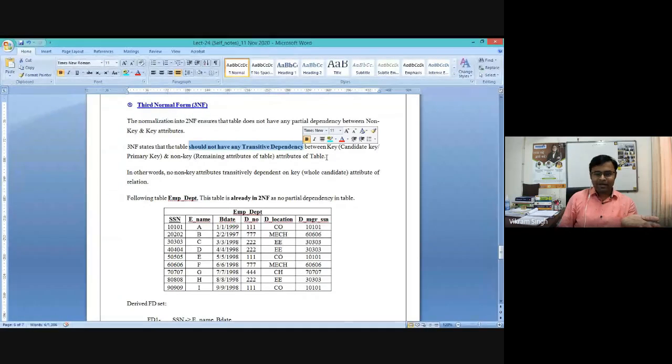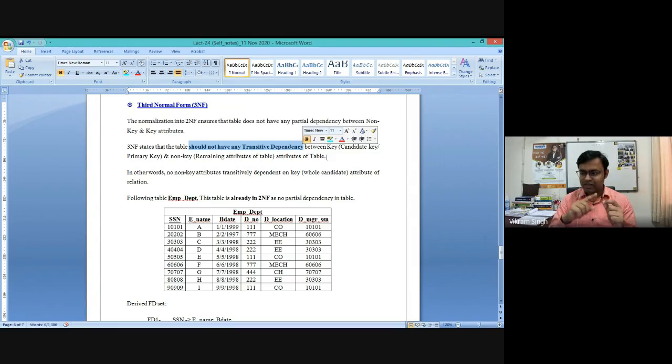So suppose a database table has 4 attributes, in relation R: A, B, C, D, and A is the key. Let's assume A is a key. So there should be no FDs like A to B and B to C. Here A is the key, and B, C and D are non-key. So in that FD set there should not be a case where A derives B and B derives C. It is like you are deriving a non-key C by having A, through B. Right, and this is not allowed.